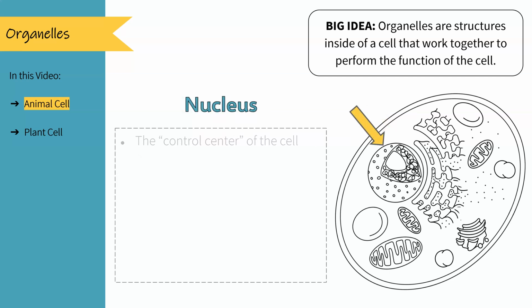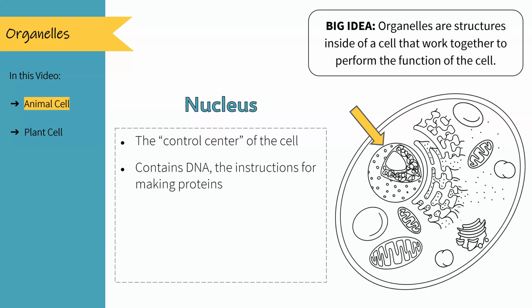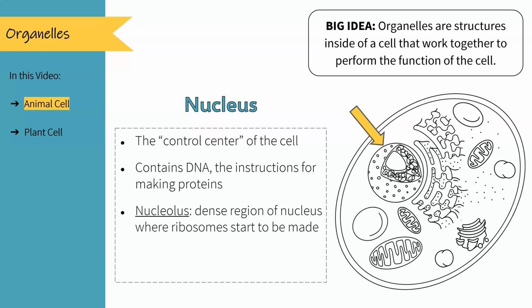Next, we have the nucleus, which is the control center, or kind of like the brain of the cell. The nucleus contains all of the cell's DNA, which is the instructions for making proteins. There's a dense region at the center of the nucleus called the nucleolus. This is where the cell starts to make ribosomes, which we'll talk about more in a minute.